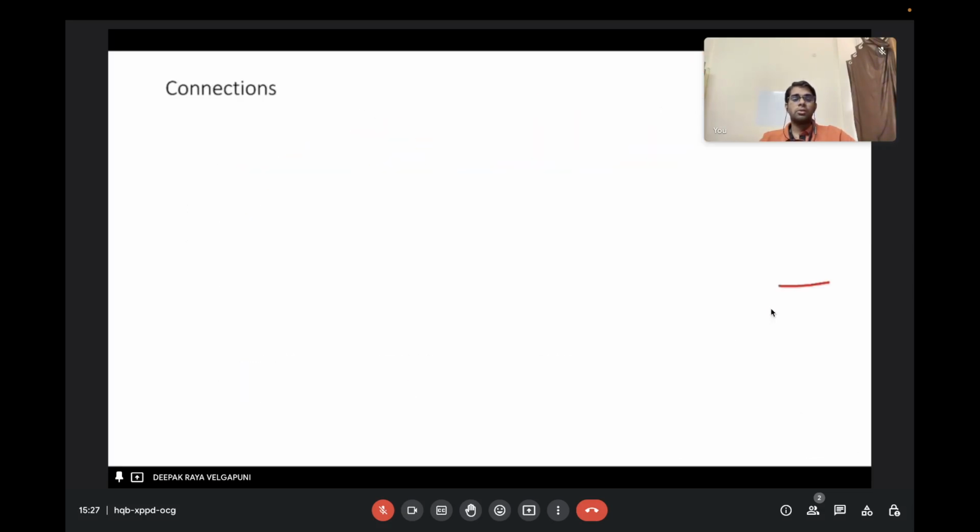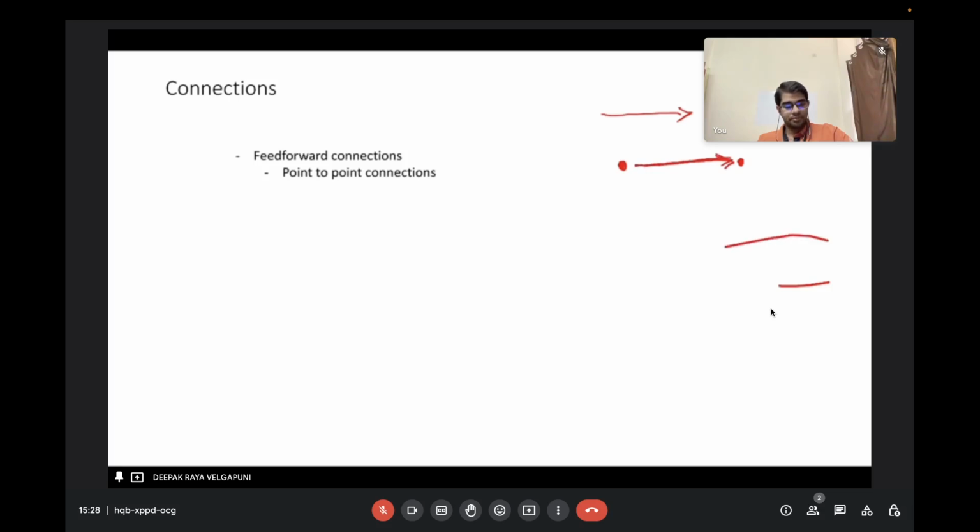Now coming again to anatomy, what are the connections present in the nervous system. You have some feed forward connections, which go from input to output directly. These are feed forward connections. You have point to point connections: a point in the brain has a connection to another point, another set of cells in the brain. This is called point to point connections.